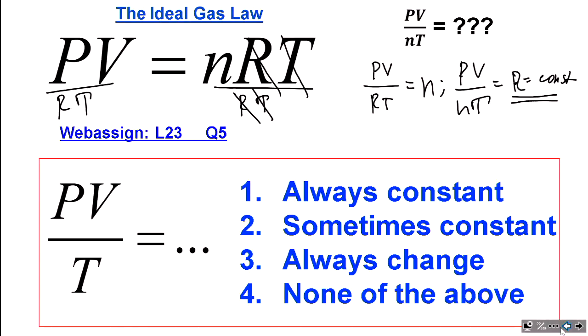So no matter what is happening to the gas, no matter if we expand it, contract it, heat it up, cool it down, poke a hole so some gas gets lost, this ratio, pressure times volume over the amount of moles times temperature, always remains the same.